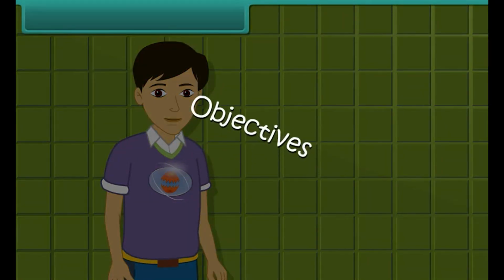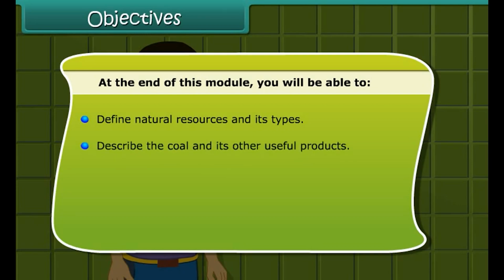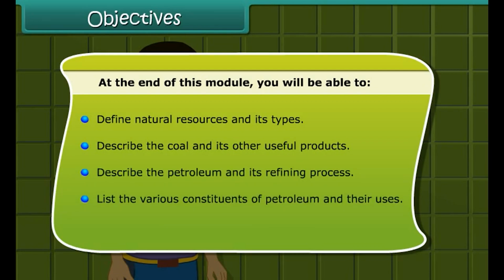Objectives. At the end of this module, you'll be able to define natural resources and their types, describe coal and its other useful products, describe petroleum and its refining process, list the various constituents of petroleum and their uses, describe the natural gas and its importance.